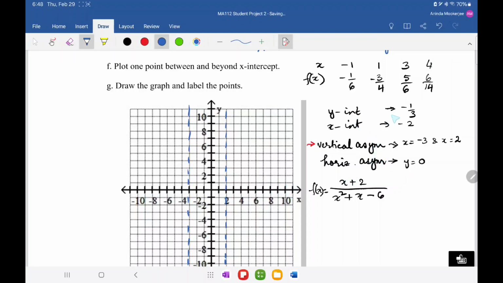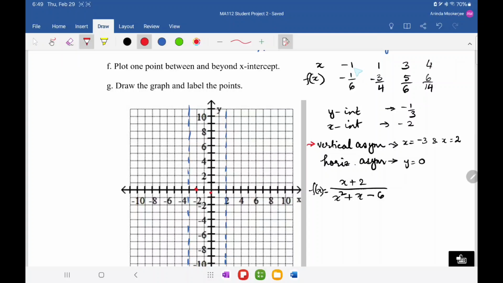The y-intercept is at -1/3. So at the y-intercept, the x value is 0, so it's going to be a value between 0 and -1. I'm going to mark the point right here, somewhere here. And then the x-intercept is at -2. So that means this is the point where the graph is going to cross the x-axis. And then we will plot these points that I've chosen for x. We have to plug the x values into this function, and that's how I came up with these corresponding y values. So let's plot those points here.